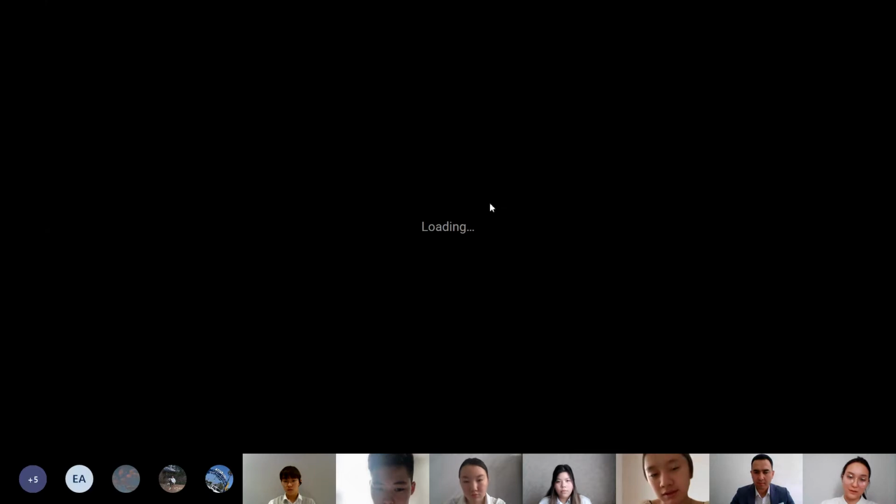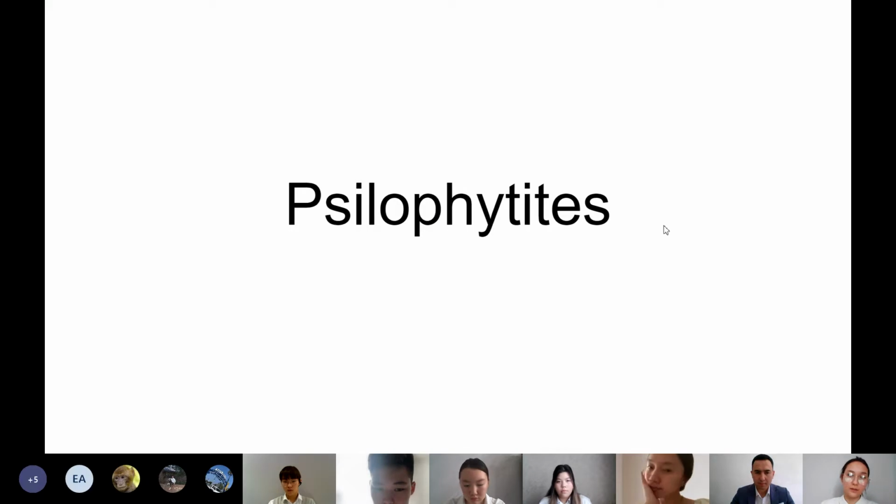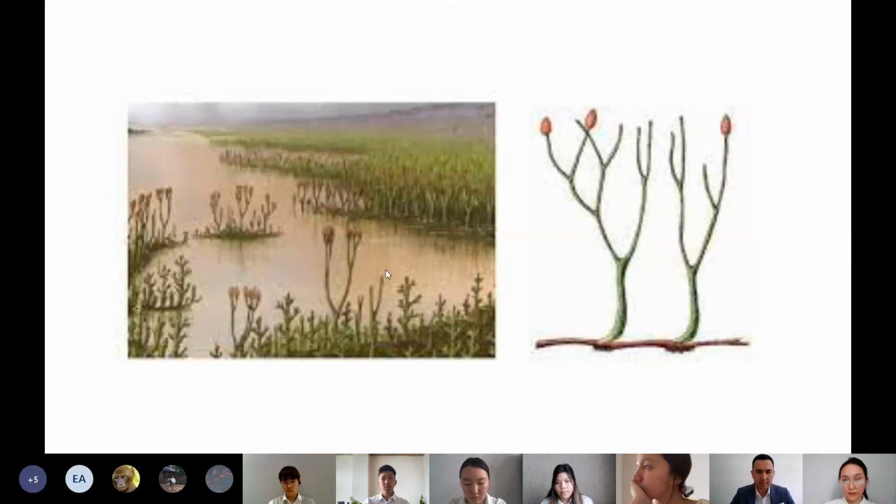It's a bit loading. So my theme is Zosterophylls. We have already read some information before about them. They are also known as the first ever plants that have conquered the mainland. They are a genus of extinct plants, so we don't have them right now, which also explains the lack of information and research.